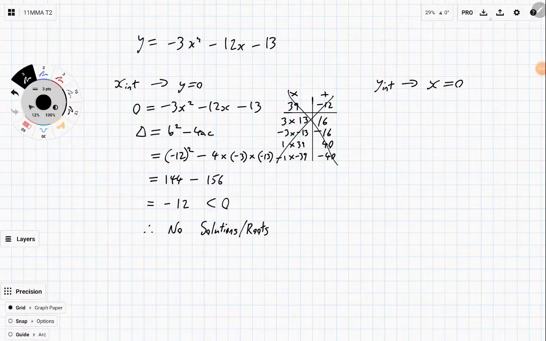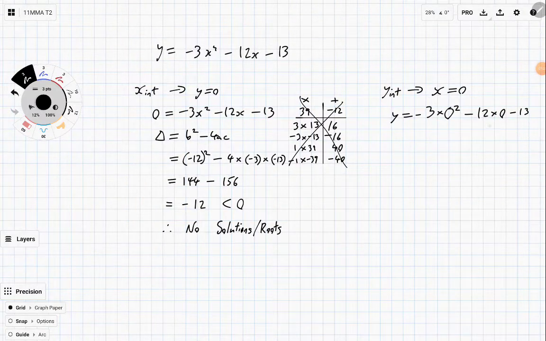Alrighty, x equals 0, so we get y is equal to minus 3 times 0 squared, which is fascinatingly 0, minus 12 times 0, which is also 0, minus 13. 0 minus 0 minus 13 is minus 13. And so we get the y-intercept is going to be (0, -13).